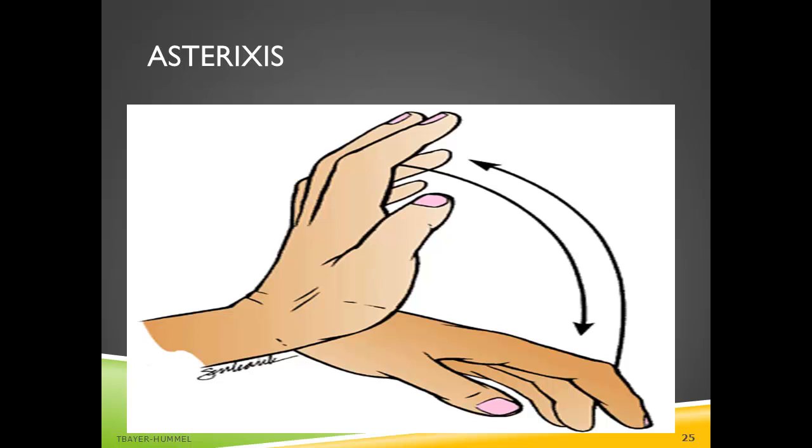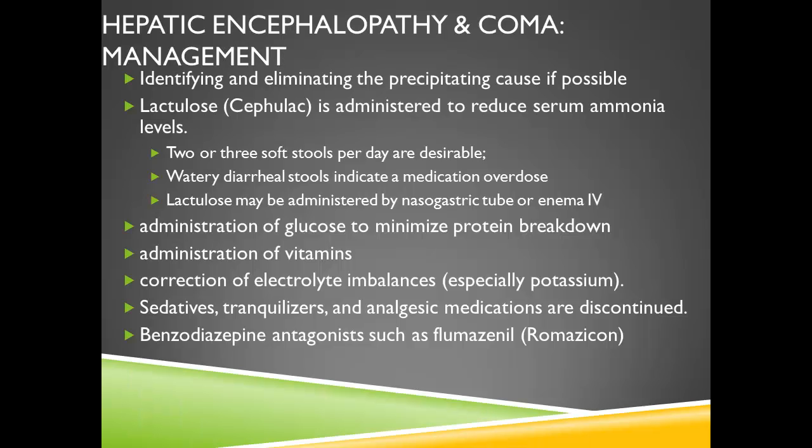This is just a slide showing asterixis, that flapping tremor of the hands that occurs with hepatic encephalopathy. Now let's talk about the management of hepatic encephalopathy. First, we need to identify and eliminate any precipitating cause if it's known.